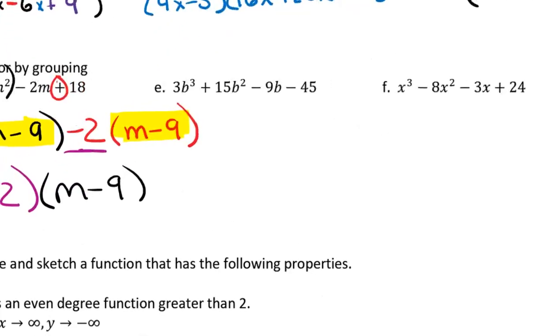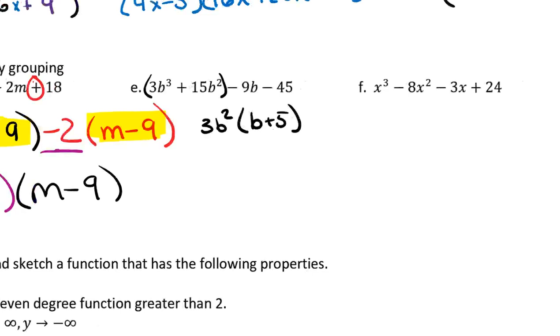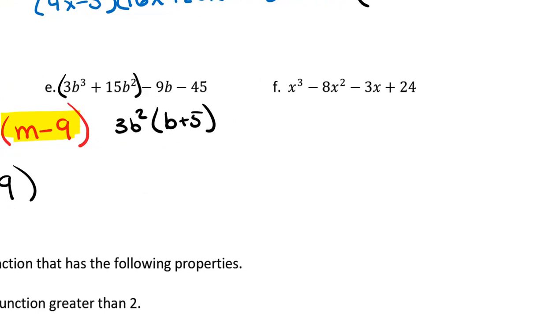Okay, next one. We'll zoom in a little bit more so maybe I could fit it. Here and here. I could take out a 3 and a b squared. 3b squared. I'm left with b plus 5. Okay, so b plus 5 is my goal. Not going to work with that negative, so I can take out a negative 9. Boom. b plus 5. Perfect. This is one factor. So b plus 5.